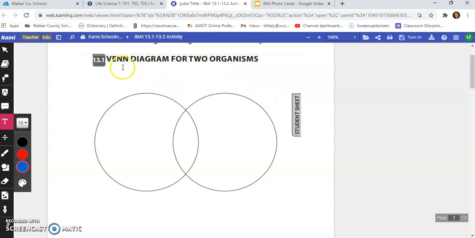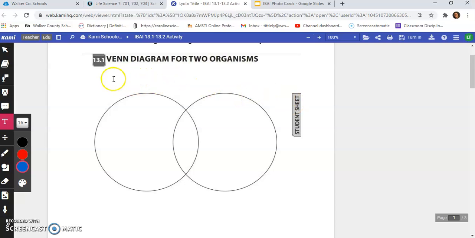Like, for example, I might choose duckweed and Daphnia. Or maybe I want to choose Hydra and Daphnia. Or maybe I would like to choose some other type of organisms. Just make sure you choose two from the ones we've studied in this unit, and try to choose two that are different from each other.